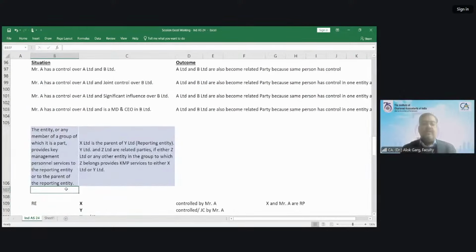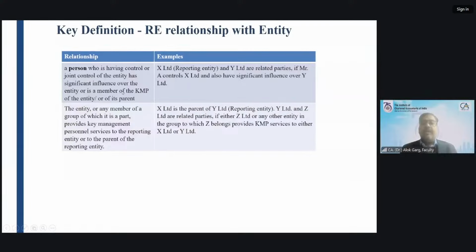Now the last one is the entity or any member of a group of which it is a part. What is meant by member of the group? Who are the members of the group? The parent, subsidiary, and fellow subsidiary. The entity and parent of the entity, subsidiary of the entity, and fellow subsidiary of the entity.